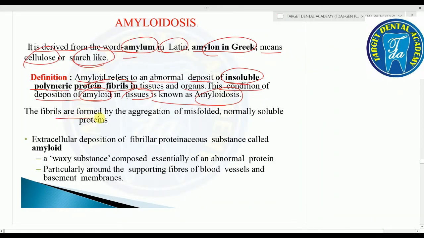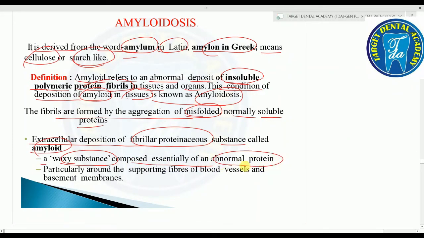The fibrils are formed by the aggregation of misfolded, normally soluble proteins. The extracellular deposition of fibrillar proteinaceous substances is known as amyloid. It is a waxy substance composed essentially of an abnormal protein, particularly around the supporting fibers of the blood vessels and the basement membrane.